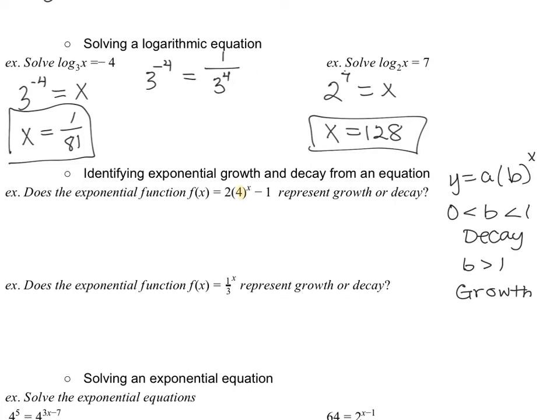So in our first example, our base number is 4, and 4 is greater than 1, which means we're gonna have growth. On our second one, we have the equation f of x equals 1/3 to the x. So this time our base number is 1/3, and 1/3 is between 0 and 1. It's a fraction, which means our equation represents decay.